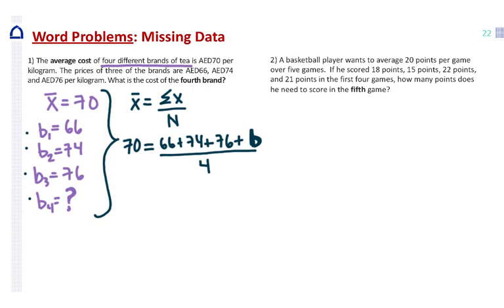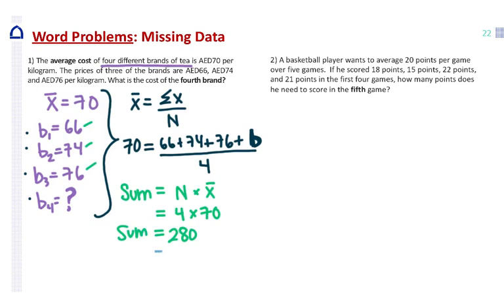But in general, I want you to remember this. The sum of all the data is just going to be the number of data points you have times the average. So the number of data points we have is 4. The average is 70. So no matter what all these costs are, they're going to add up to 280. That's the sum. Well, since we have 3 of them, if we subtracted what we know from the sum, what we'd be left over is the one that's missing.